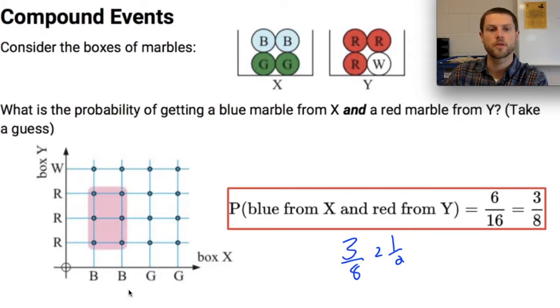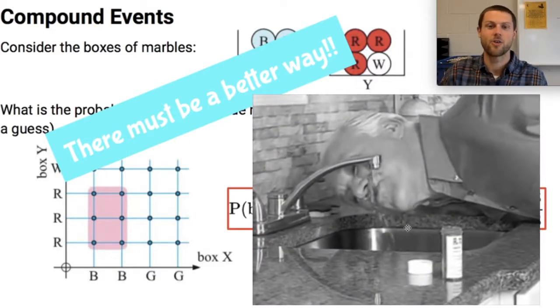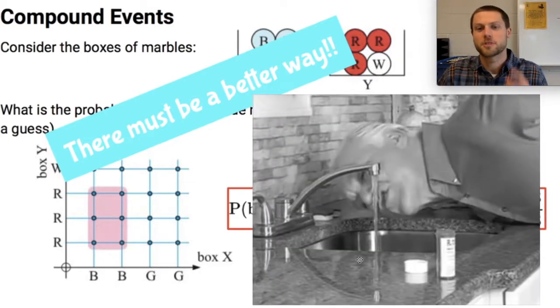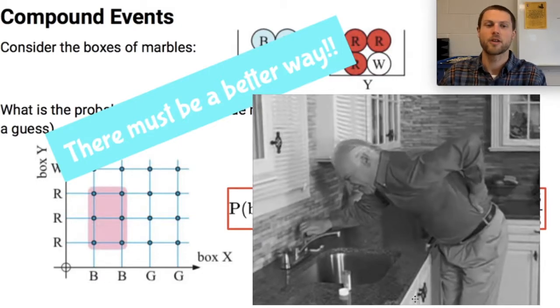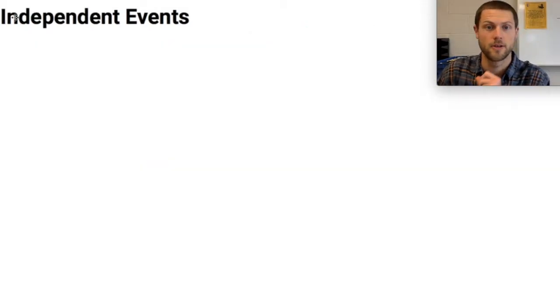Now, drawing this two-dimensional grid, counting all the outcomes, and then finding the favorable outcomes seems like a lot of work, and you're thinking, there must be a better way. You're in luck, because there is. Just like this guy, who doesn't have a cup, I guess? Who knows what his problem is? But just like this man who needs a better way to drink his water, I'm going to give you a better way to come up with these compound event probabilities.